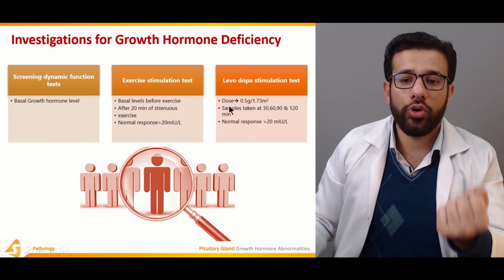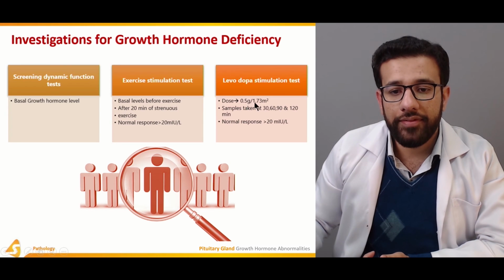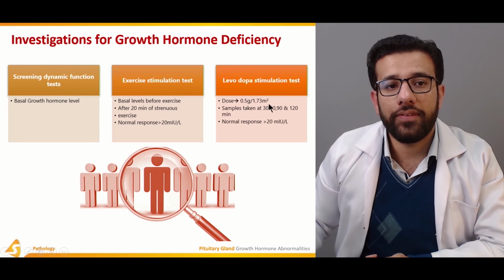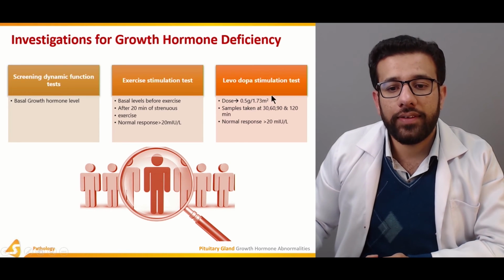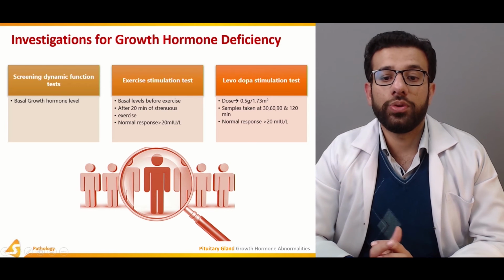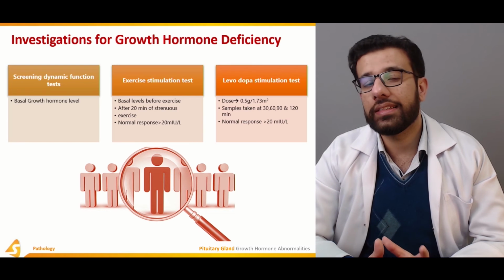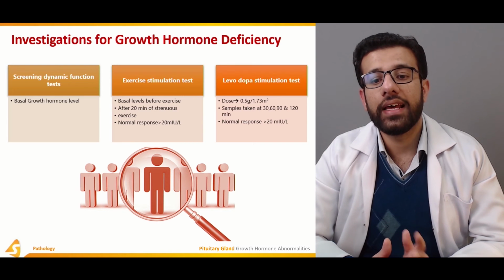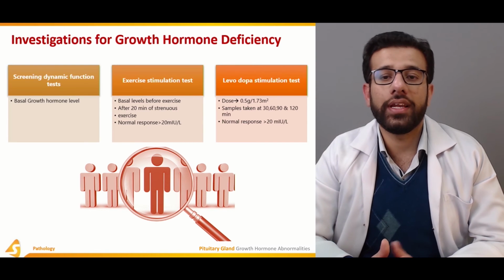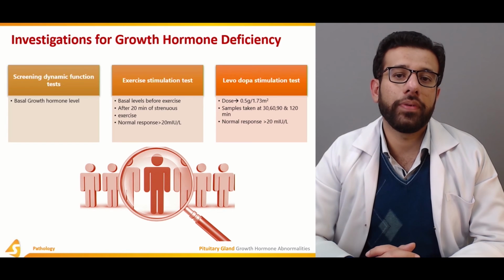Then there is the levodopa stimulation test, in which the dose is 0.5 gram per 1.73 meters square. This 1.73 meters square is basically the body surface area. The samples are taken at intervals of 30 minutes. The initial sample is taken at 30 minutes, then 60, 90, and 120. Again, the normal response is greater than 20 milli-international units per liter.